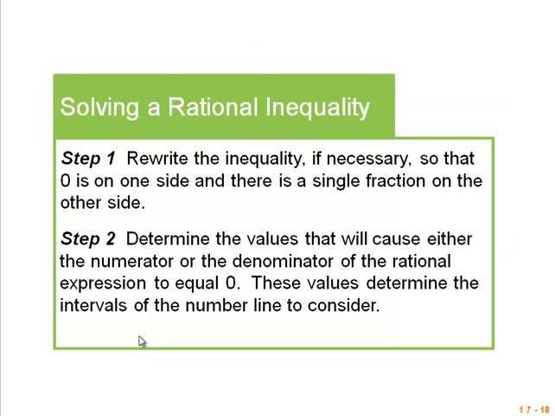Solving a rational inequality is a little different. We want to rewrite the inequality if necessary so that we only have a 0 on one side of the inequality sign, and then the fractional stuff is on the other side. And then all we have to do is find the values that make the numerator and denominator of the rational expression equal to 0. So that entails having to factor your rational expression if it isn't already factored, and then just set each of those factors equal to 0. So you're kind of finding zeros again.